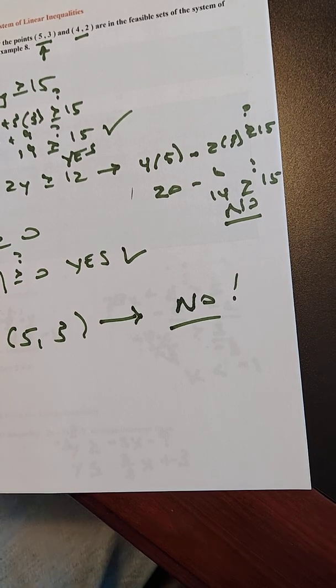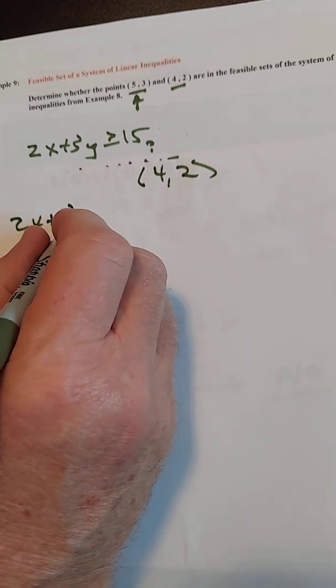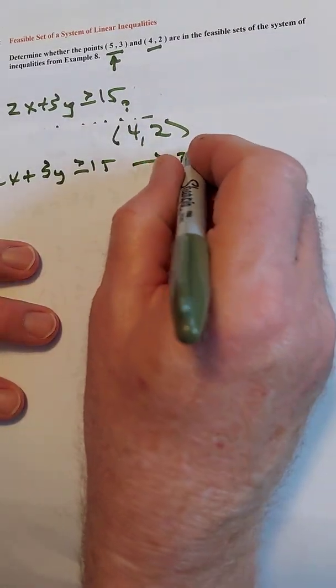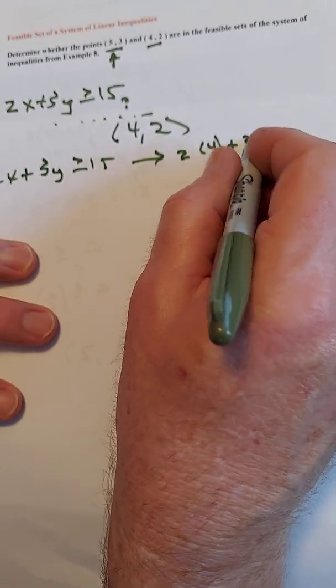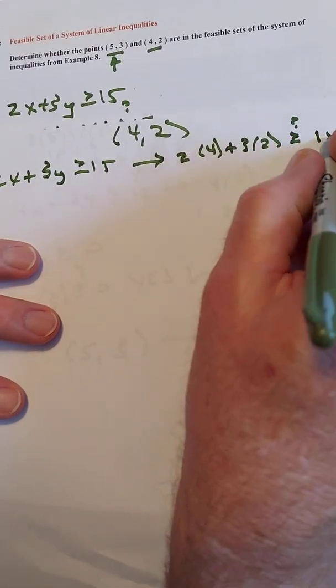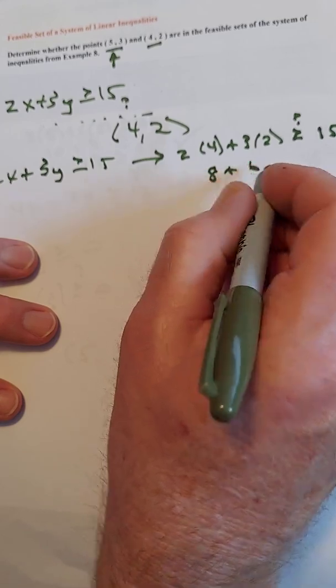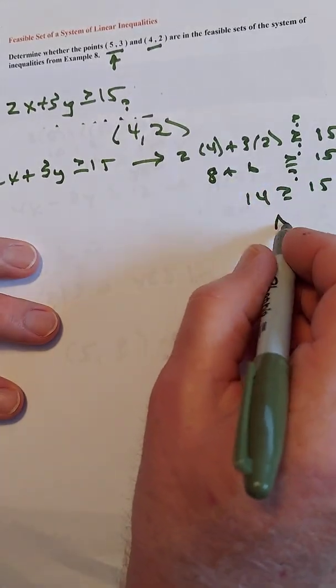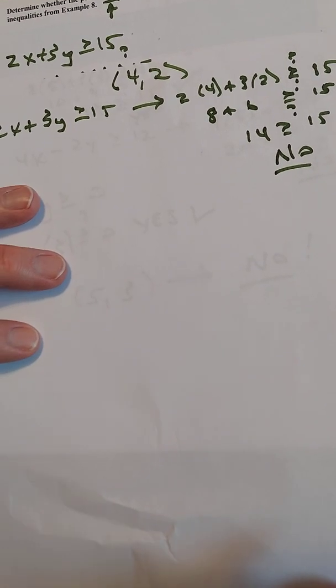Okay. Now let's go back and try the (4, 2). I'm going to do the whole thing here, and this is going to be for the point (4, 2). So I'll start out with the 2x plus 3y greater than or equal to 15. So when I plug in, that's going to be 2 times 4 plus 3 times 2. And I'm asking the question, is that greater than or equal to 15? So you got 8 plus 6, 14 greater than or equal to 15. That's no. So right away, you know that (4, 2) is not going to work. Because remember, it has to hit for all three.